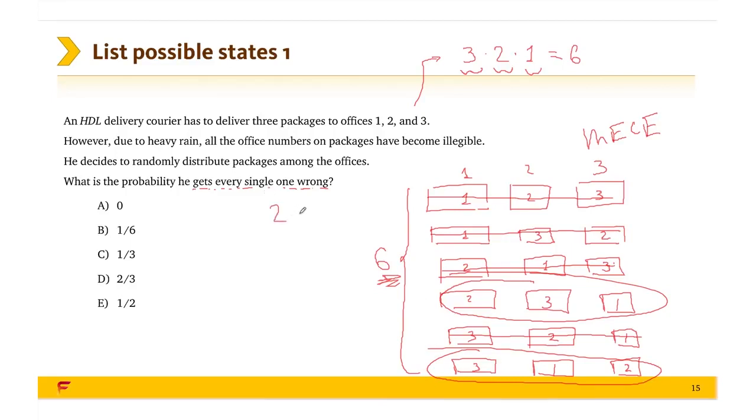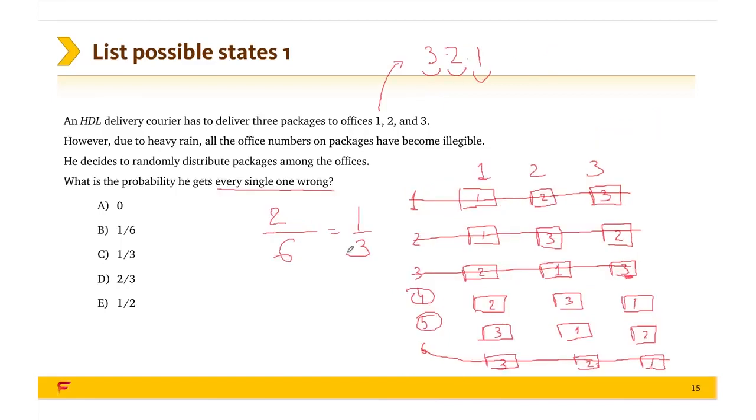And then the probability is nothing but the number of states that suit our requirements over the total number of states, which is 1/3. You can just calculate the number of ways you can construct this state of wrong deliveries.